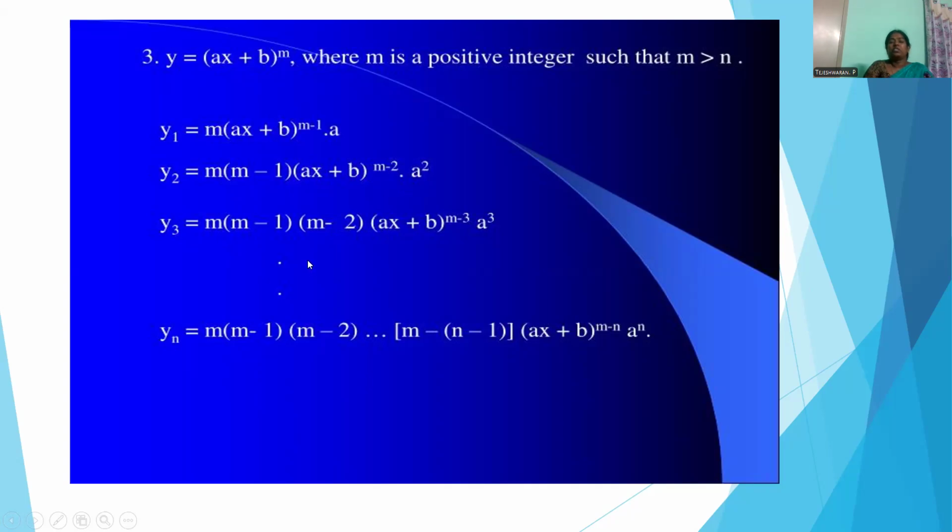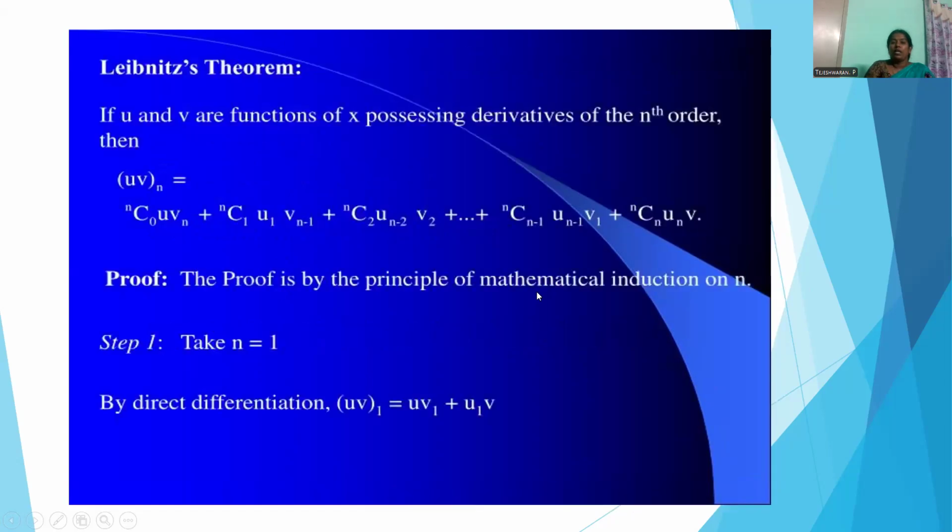Again we differentiate the fourth time, fifth time, up to n times, we get yn equal to m into m minus 1, m minus 2, and so on, up to m minus n plus 1, into ax plus b the whole power m minus n, into a power n.